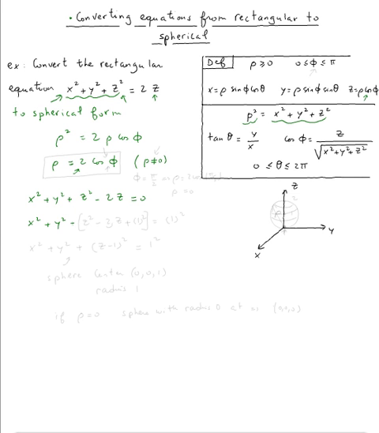Again, let's complete the square. Z squared minus 2z, we need to divide 2 by 2, which is 1, square it and add it to both sides. Now this is going to be equal to x squared plus y squared plus z minus 1 squared is equal to 1 squared. Right? So this is a sphere of center 0, 0, 1 and radius 1.